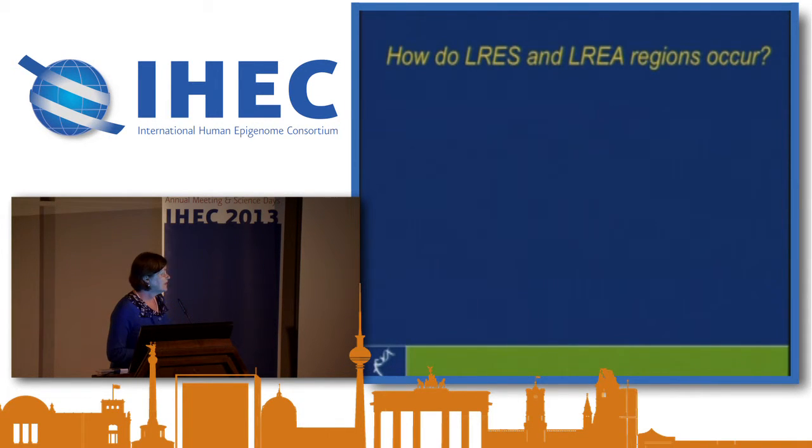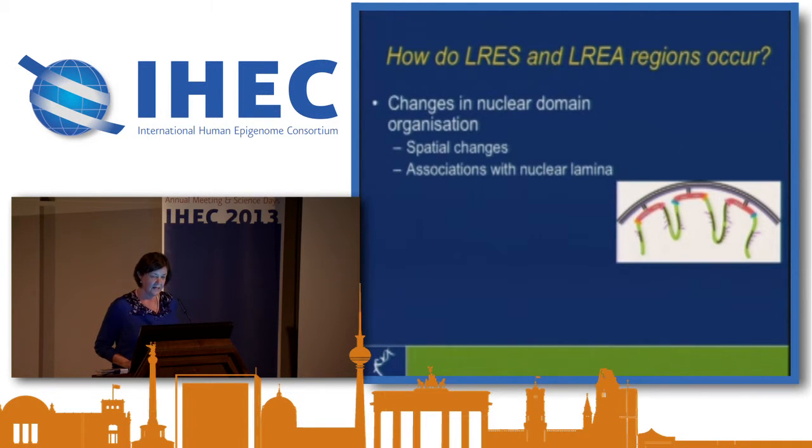So we've now gone on to try and understand how in the same cell you can have regional domains that lead to activation, regional domains that lead to silencing. And so there's a number of hypotheses that we're addressing. One is that these regions actually change their localization, organization in the nucleus, so spatial changes and changing their association with the nuclear lamin.